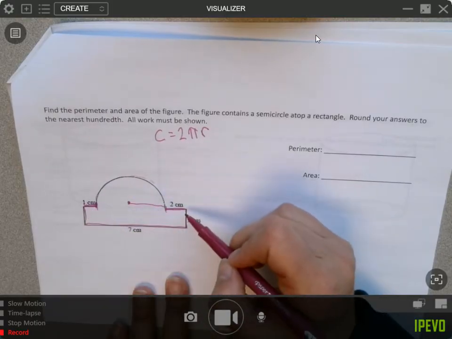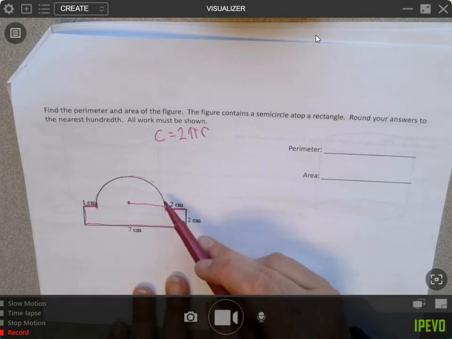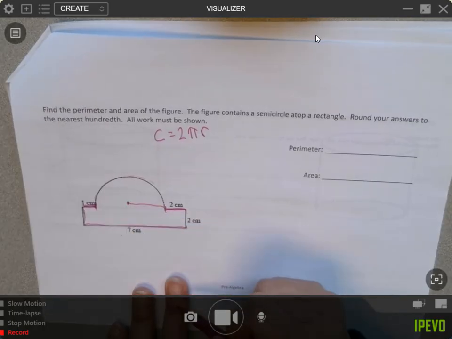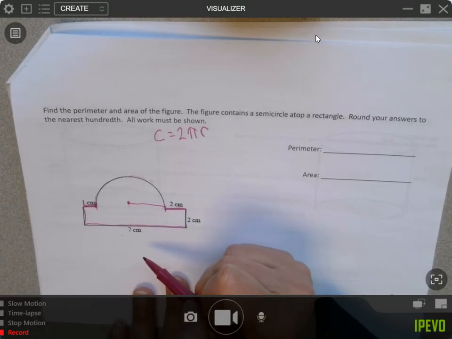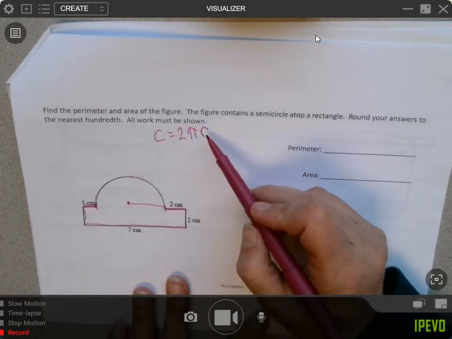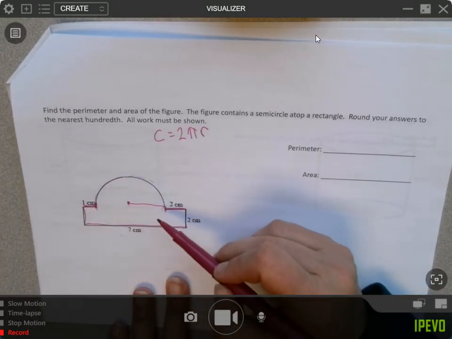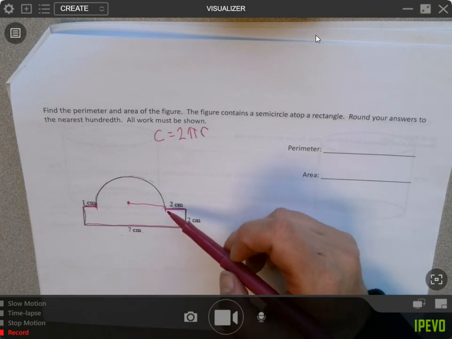There's 1 centimeter and 2 centimeters plus the diameter equals 7 centimeters. Then we have to cut it in half for the radius. Remember, when we find that circumference, it's a semicircle, so we divide it by 2.